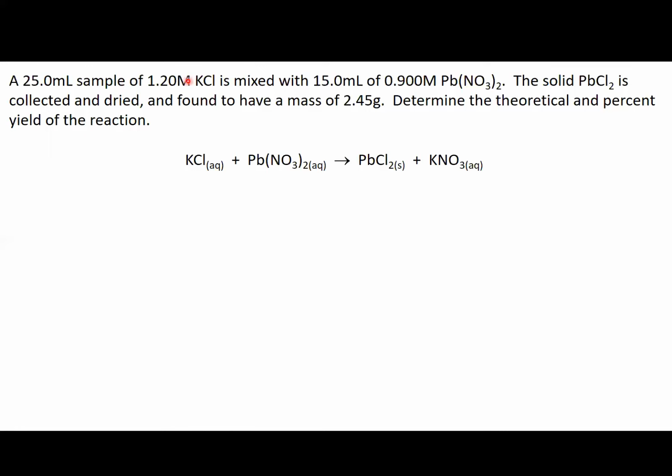Now, a couple things. One, this isn't balanced. That'll need to be fixed. I have enough information to get moles of KCl. I've got volume and molarity. I have enough information to get moles of lead nitrate. I've got volume and molarity. I even have information about the mass of this, but this is like an actual yield. I made 2.45 grams. So I don't think I can use that for this. So since I know moles of both my reactants, that means that this is a limiting reagent problem.